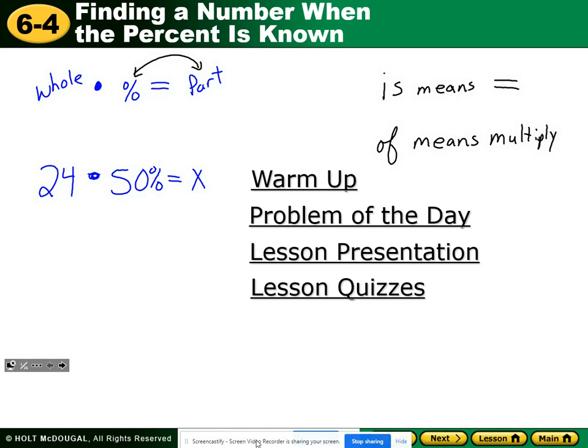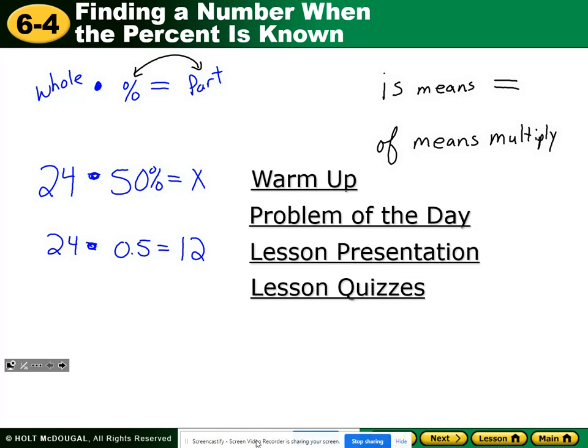When we're working with percents, you want to change them to decimals or fractions because then they become easier to work with. So we can think of it as 0.5 times 24, and that's going to equal 12. Well, isn't half of 24 12? Yes. They're going to give you equations like this, then you're going to work to solve the parts.